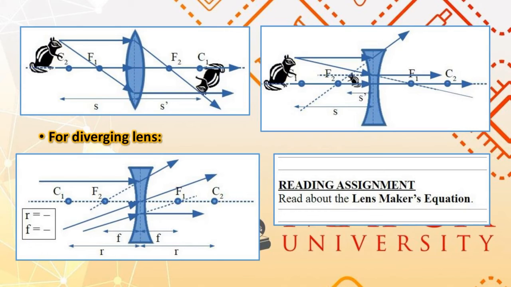Please consider as reading assignment the following. Lens maker equation. It's an equation that will allow you to determine the focal length of the lens from the dimensions of the lens itself.